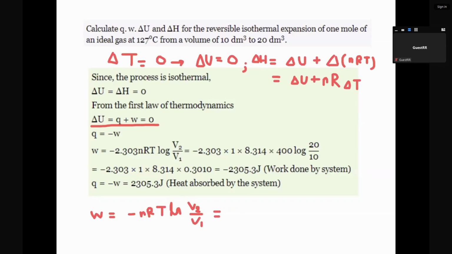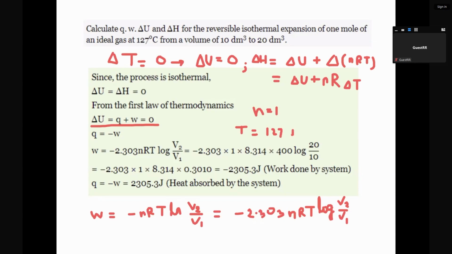Either this form can be useful, or if we convert the ln to log, we will have minus 2.303 nRT into log of V2 by V1. Here n is 1 because it is said that the number of moles is 1. The temperature is capital T, but it will not be required here because in none of the calculations is the temperature actually required. The temperature is 127 degrees Celsius.